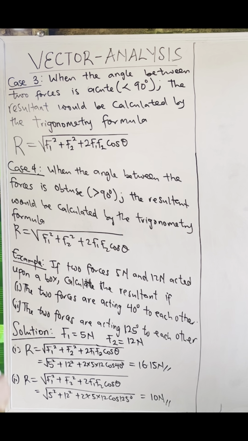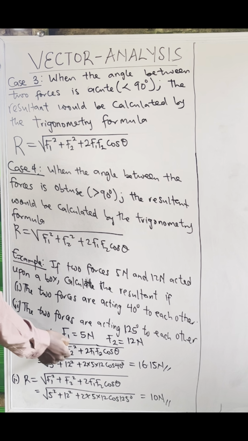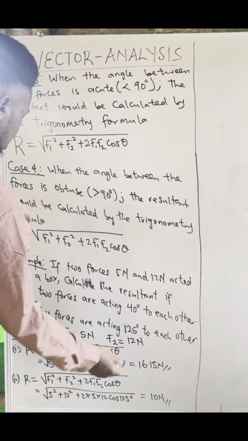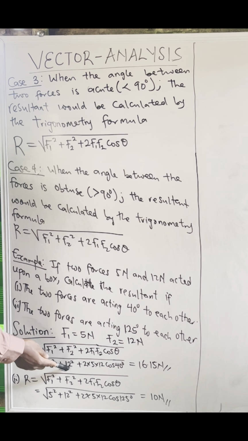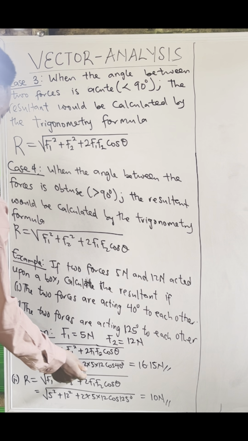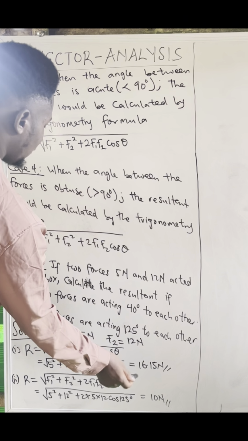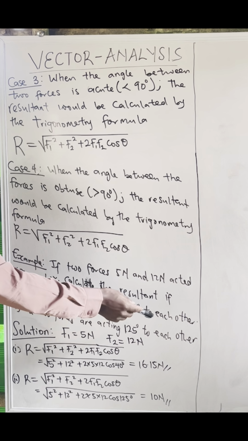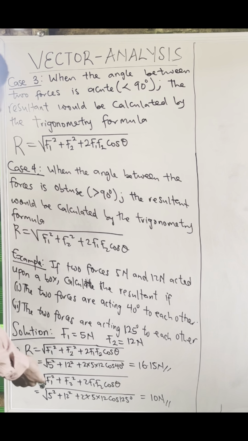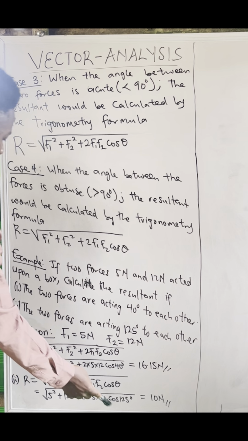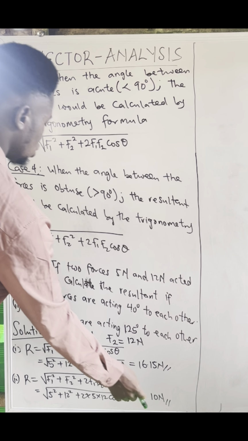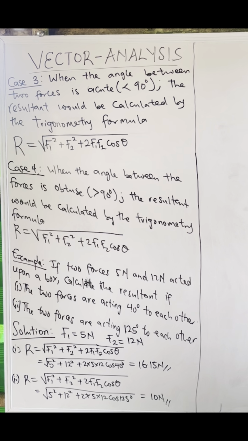Don't change any sign. So your R will just be equal to the square root of F1 square plus F2 square plus 2F1F2 cos theta. Our F1 is 5, our F2 is 12. So this will be 5 square plus 12 square plus 2 times 5 times 12 cos 40, because the first angle given to us is 40. You are going to get this. And also, if you use the same formula and use cos 125, the second angle, then you are going to get this. So that is how to do it, guys. Now let's move on to case 5.